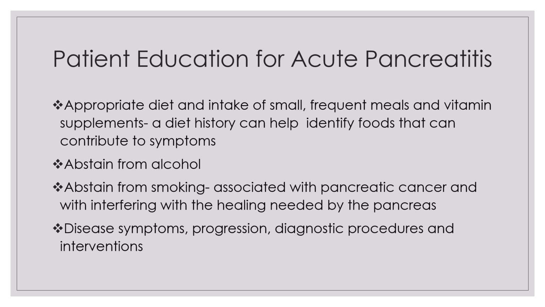Appropriate diet and intake of small frequent meals and vitamin supplements. A diet history can help identify foods that can contribute to this patient's symptoms. Abstain from alcohol. Abstain from smoking, associated with pancreatic cancer and with interfering with the healing needed by the pancreas. Disease symptoms, the progression, diagnostic procedures, and interventions.